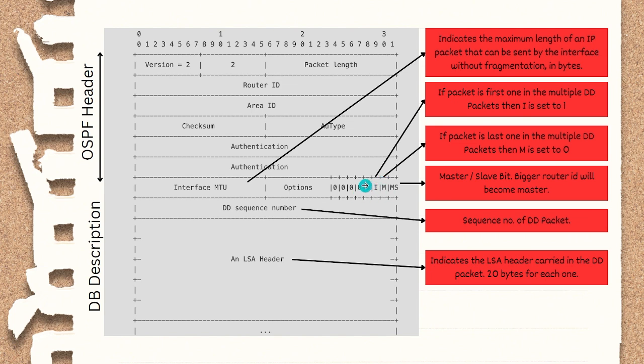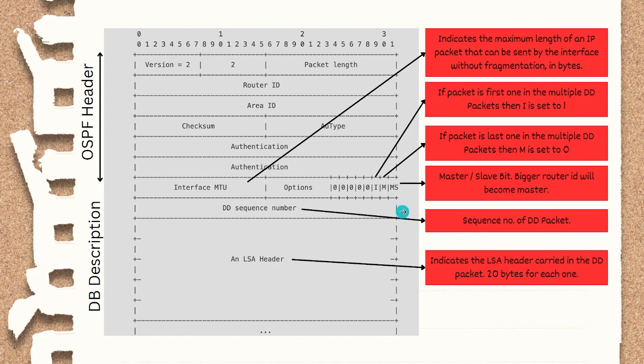For upcoming packets which are not the last packet, the I flag will be 0 because it's not the first packet, and the more flag, or M flag, will be set to 1 because there are more packets coming on the way. And if it is the last packet, then I, which means the initial flag, will be 0, and more, which means the M flag, will be set to 0.